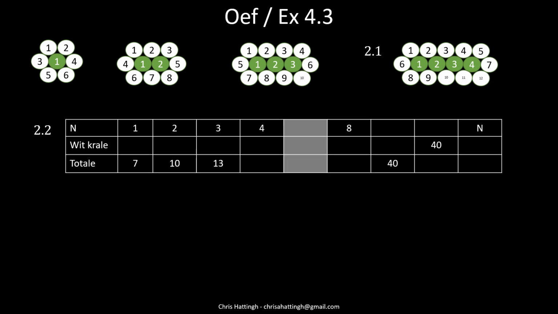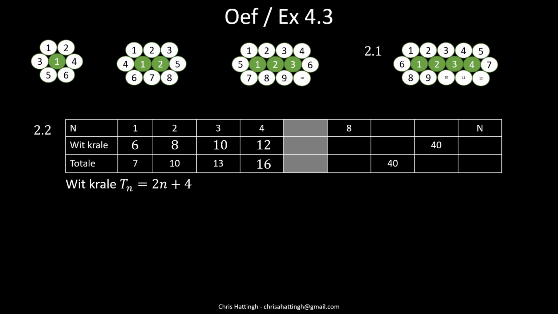2.1 and 2.2 ask you to complete the table. So you're going to count the white beads. For the first one you've got 6. For the second one you've got 8. For the third one you've got 10. For the fourth one you've got 12. Then the totals, 4 plus 12 gives you 16.